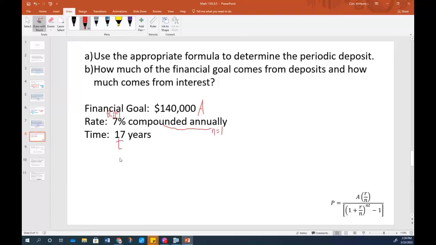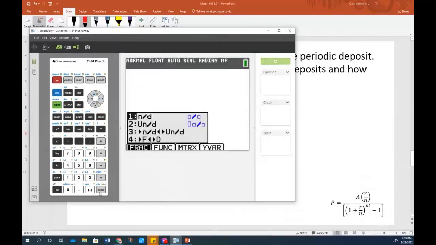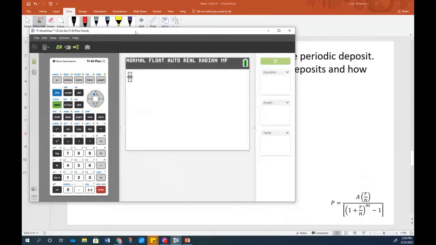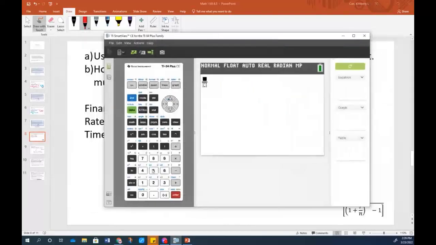17 years is T. Why would we possibly have a goal that had to be achieved in 17 years from now? Well, maybe a child is born and you're trying to set aside money so that they'll be able to pay for college or something like that. First of all, you can see there's a large fraction. And then A is my financial goal. That was 140,000.